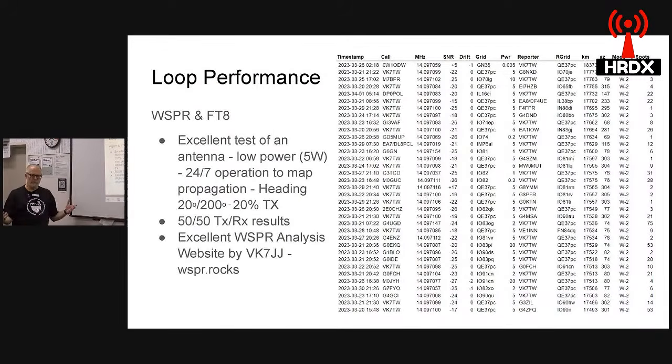Now, how does it perform in real world? I've had this for the last fortnight on Whisper, 5-watt Whisper around the world. Now, I'll just point out, this is from, I think this might have been from yesterday or the day before.